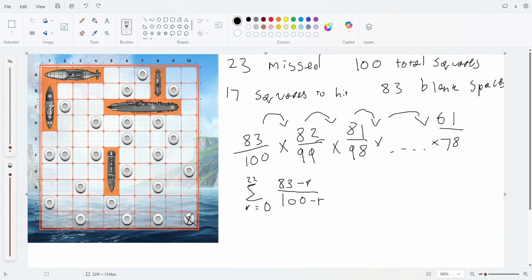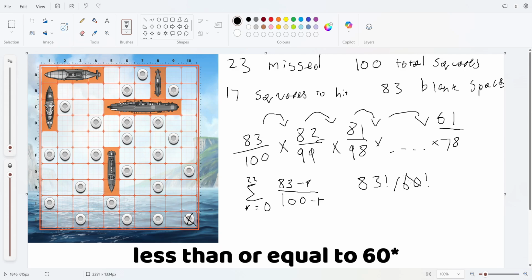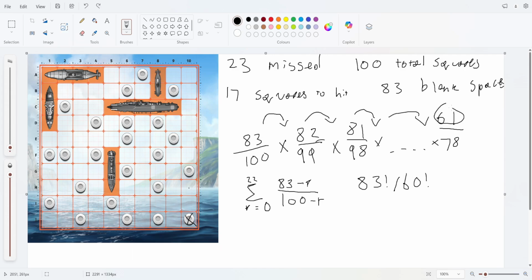So you may be a bit confused as to what I'm doing with this. I'm actually going to turn this into factorials, because basically what this series is doing is 83 minus 0 over 100 minus 0 multiplied by 83 minus 1 over 100 minus 1. It's just this, basically, right? So I can simplify that by doing 83 factorial divided by 60 factorial, because that basically cancels out any of the lower values here, anything less than 61, because 61 is the lowest it can be here. So then this top is basically just 83 times 82 all the way to 62 times 61.